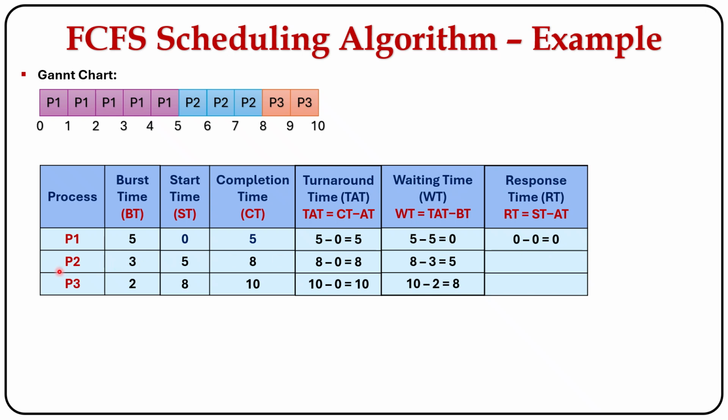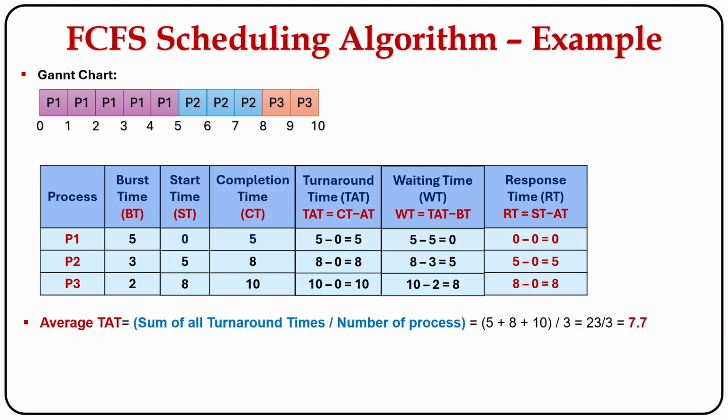Next, for process P2, the start time is 5 and arrival time is 0. So, 5 minus 0 is equal to 5. Next, for the process P3, the start time is 8 and arrival time is 0. Therefore, 8 minus 0 is equal to 8. So, the response time for process P1 is 0, for process P2 is 5 and for process P3 it is 8. Next, we can calculate the average turnaround time.